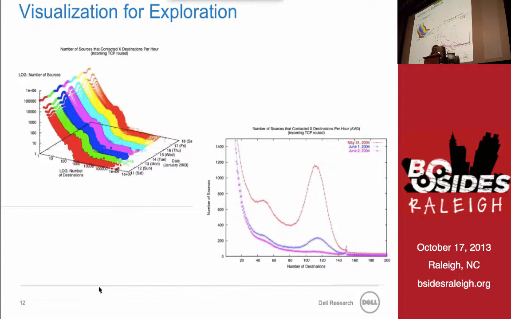Next reason, visualization for exploration. I have all this data. What does it look like? What's in it? How do I really quickly get a sense or some feeling for what's in the data? This was a very, very simple visualization. The basic idea was, at the time I was actually interested in scan activity, so it gives you an idea how many years ago that was, or decades.